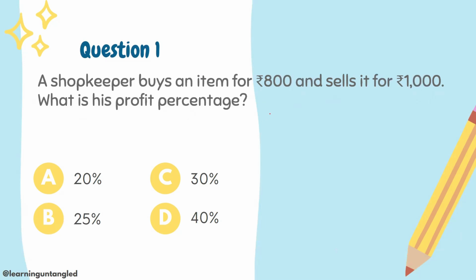Okay. So first of all, how do we calculate profit? Profit is the selling price minus the cost price, right? The selling price is 1000 rupees minus the cost price, which is 800 rupees. So my profit is 200 rupees. Now profit percentage is always calculated on the cost price. So it would be my profit divided by the cost price, which is 800, times 100. And when you solve it, you get 25%. So therefore my answer is B, 25%.